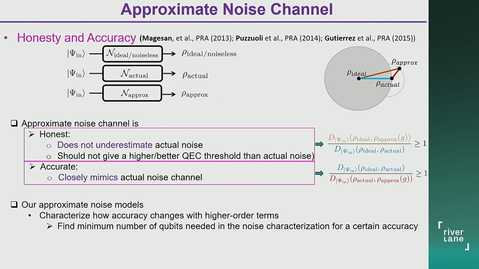Our cluster expansion allows us to characterize how the accuracy changes as we include higher and higher order terms in the expansions. So at the end of the day, we can use our technique to find the minimum number of qubits needed in the noise characterization if we want to achieve a certain desired accuracy of the simulations.